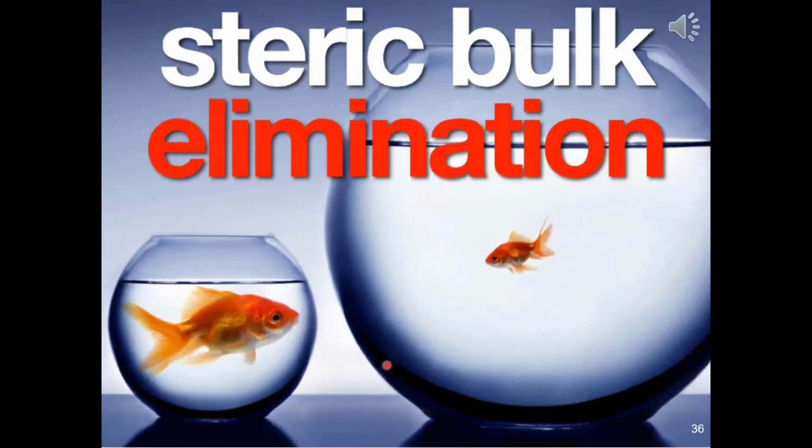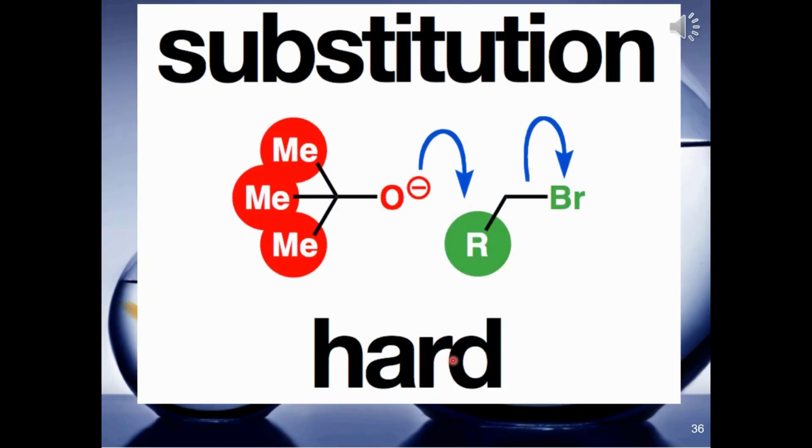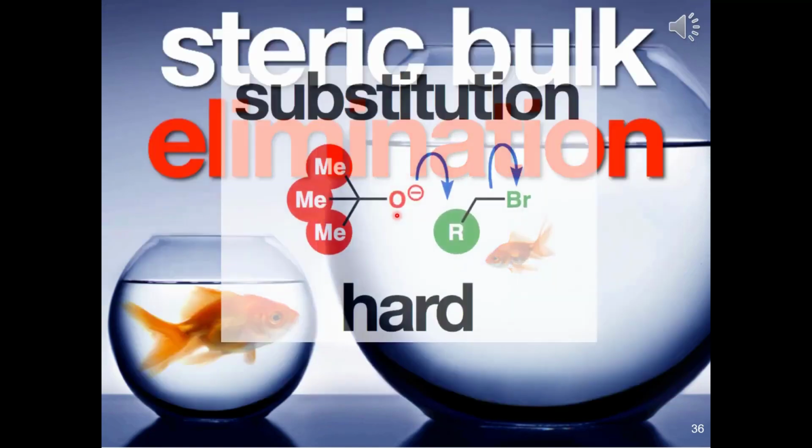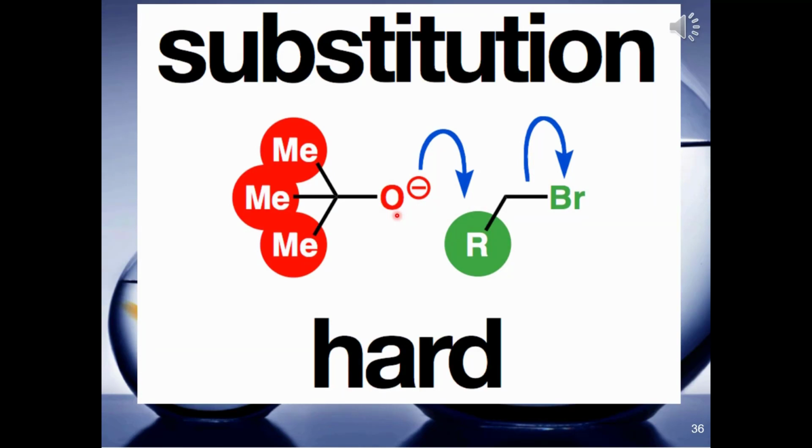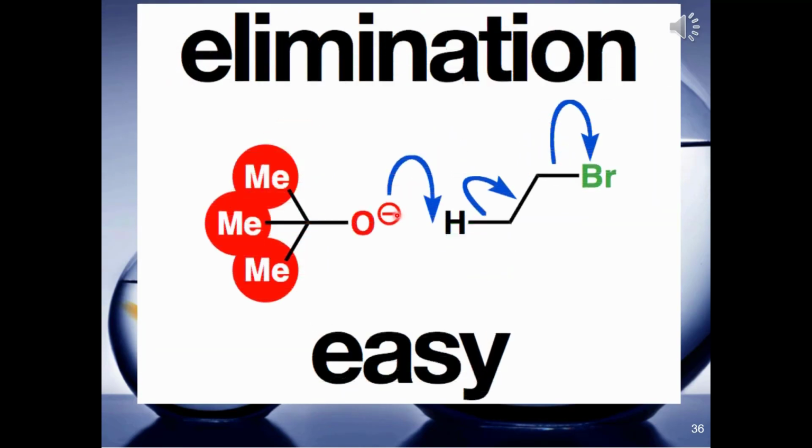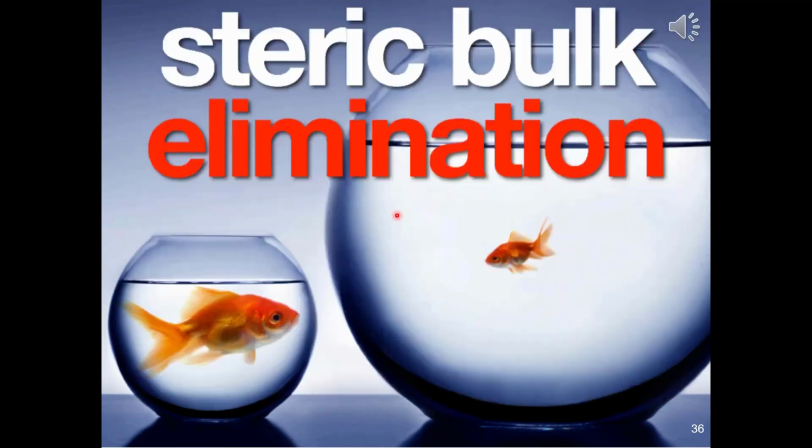The image of the goldfish in the tank represents the space around a carbon atom, and the size of the fish tank represents the ease at which the beta hydrogens can be abstracted. A bulky base is not going to be able to easily abstract a hydrogen atom from a hindered substrate. Think big fish, little tank. However, the beta hydrogens on a primary substrate are much easier to abstract. Think little fish, big tank.